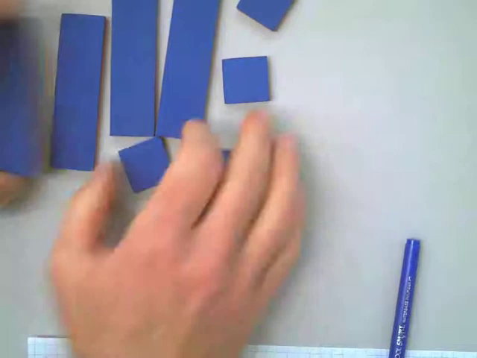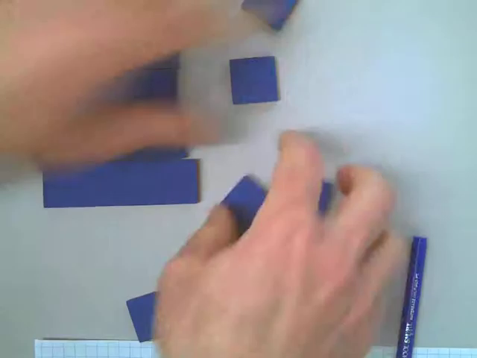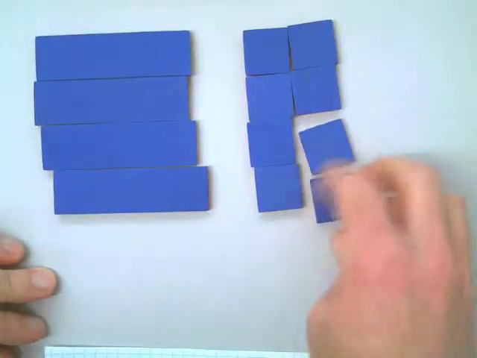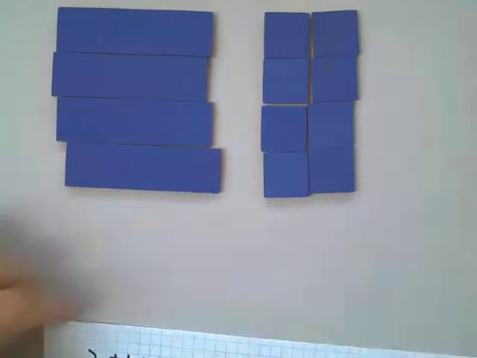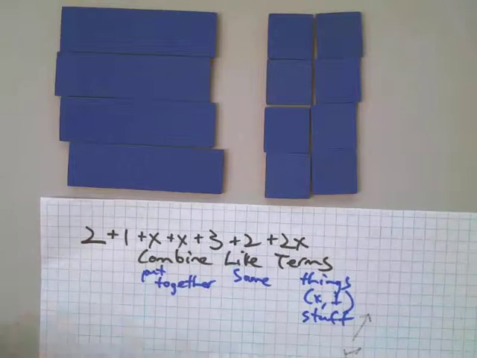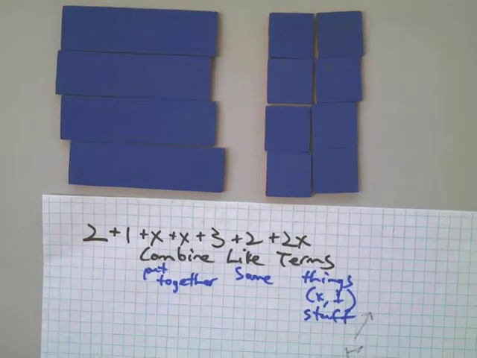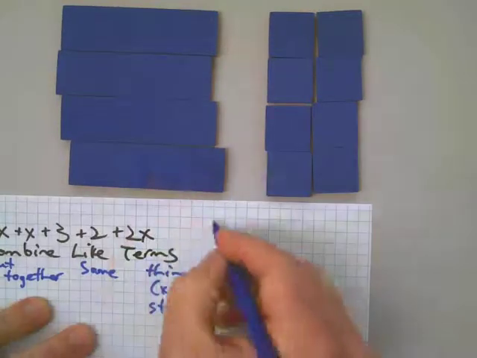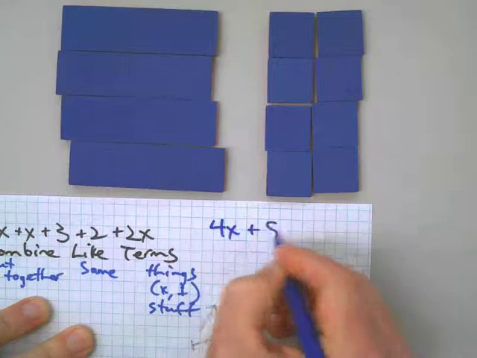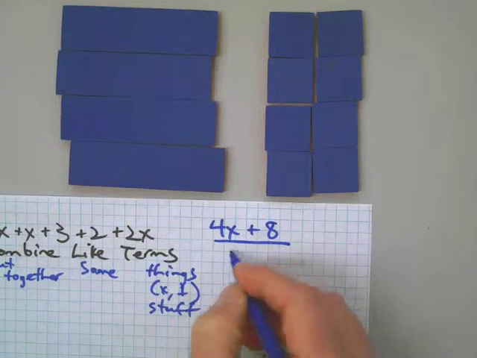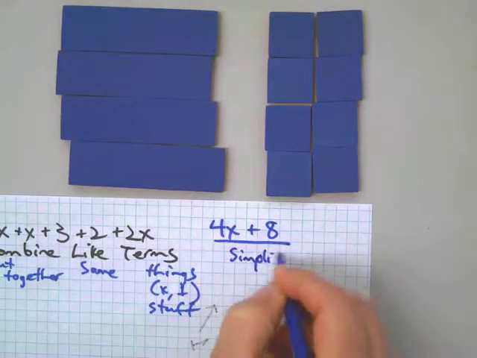So let's do that. I'm going to put all the X's together and all the 1s together. So I combined like terms. I put the same things together. So now I can rewrite an equivalent expression. Instead of having this big mess here, and you could imagine if I had to solve a problem with that, it would be pretty complicated. Now I can just say, oh, look, I have 4 of those, and I have 8 of those. Nice. That is actually what's called simplified form.